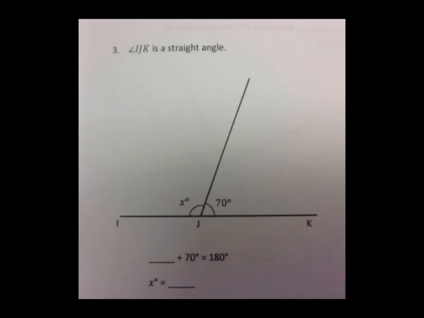For number 3, it says angle IJK is a straight angle. A straight angle equals 180 degrees. So we know that both of these angles inside have to add up to 180 degrees. So our known angle is 70 degrees. So we have to take 180 minus 70. 0 minus 0 is 0, 8 minus 7 is 1, 1 minus 0 is 1. So we know our unknown angle is 110 degrees. So 110 degrees plus 70 equals 180. So x equals 110 degrees.